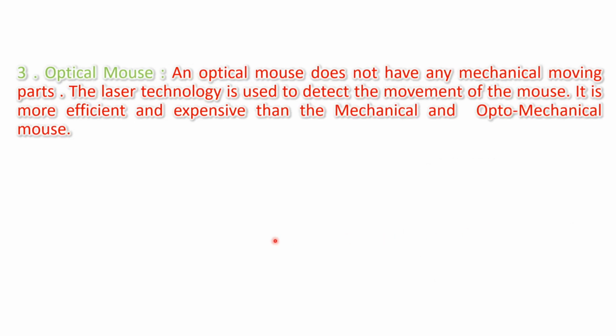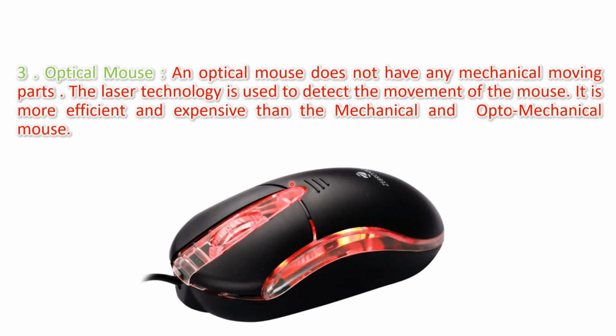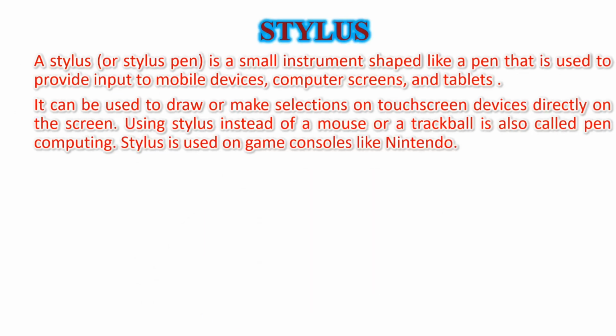Third type of mouse that is now used very frequently is the optical mouse. It does not have mechanical moving parts. Laser technology is used to detect the movement. It is more efficient and expensive than the mechanical and optomechanical mouse, but it is very fast and you can easily use it smoothly.